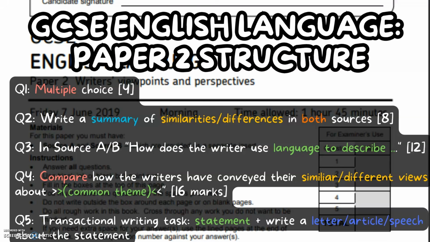So looking at the marks, I would suggest spending half the time on questions 1 to 4 and then the other half of the time on question 5. It doesn't matter which order you do it, that's up to you.